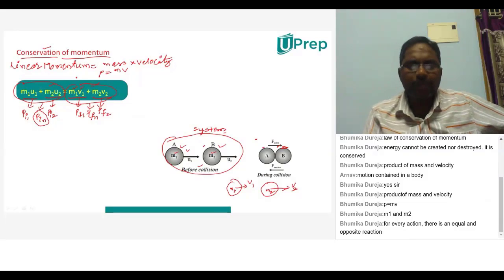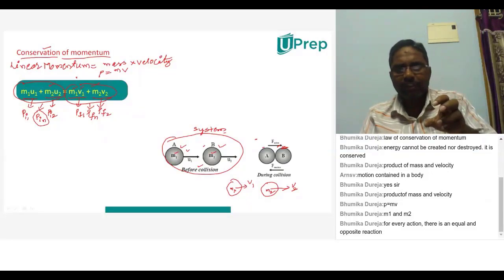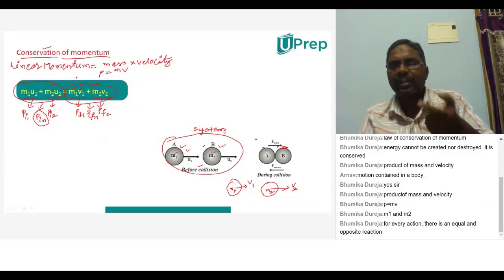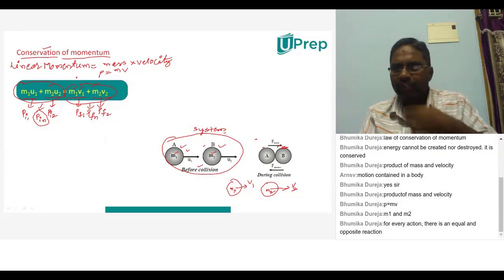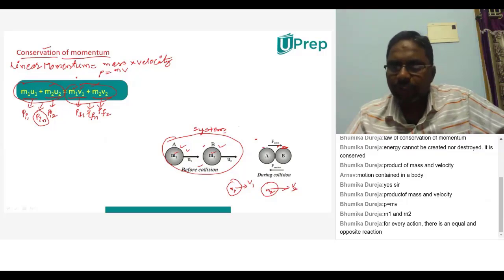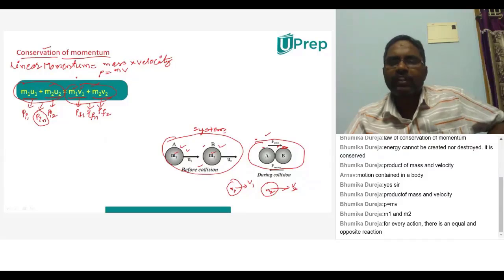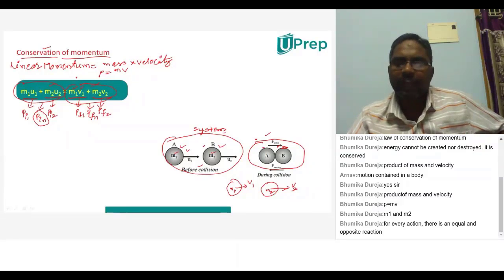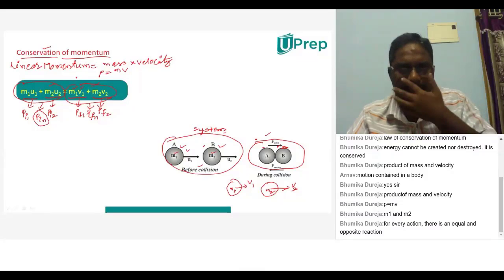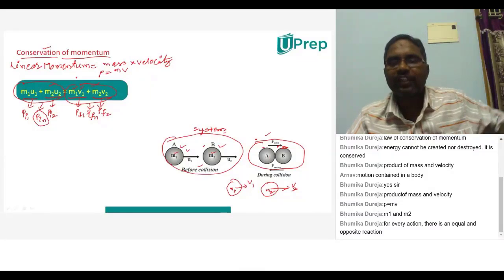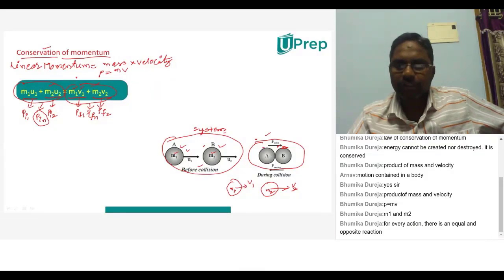Now that is to be applied to prove what? Conservation of momentum in this particular case. And to prove this, you have to understand which is action and which is reaction, isn't it? Now observe this particular system here. What is happening here? Arnav, tell me what is happening here. The system collides with each other. Two objects are colliding with each other, isn't it?